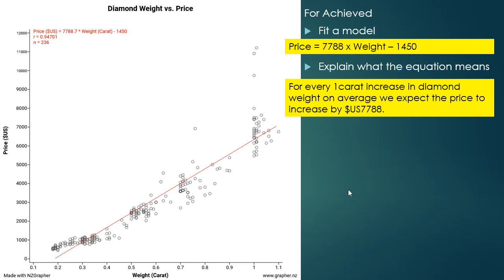So for every 1 carat increase in the diamond's weight, on average, we'd expect the price to increase by $7,788 US. But let's have a look at justifying the model.